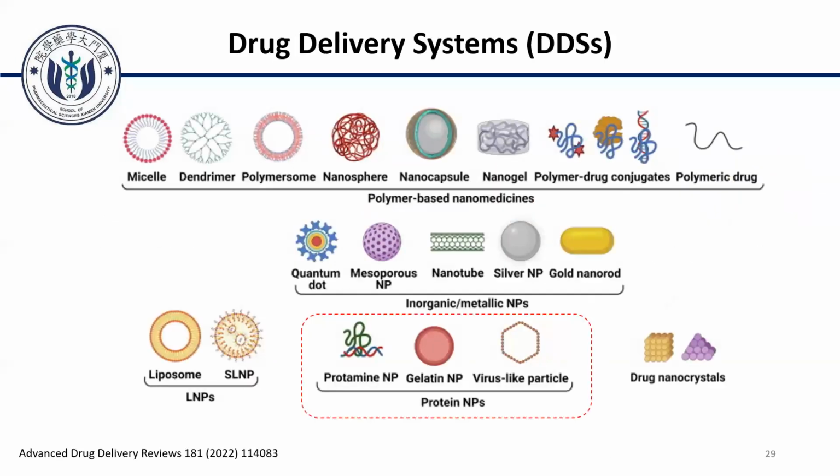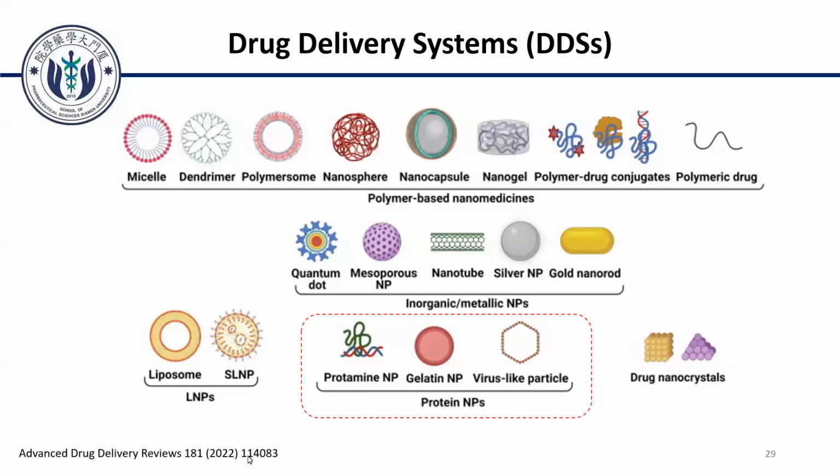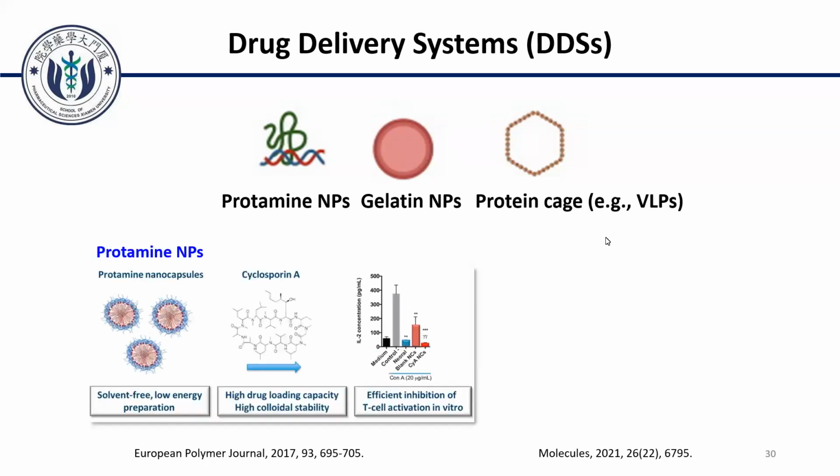So with such a large variety of nano drug candidates, and having an overview of drug delivery systems, now let's come to protein-based drug delivery. As we show here, also presented in this literature, there are mainly 3 types of protein-based nanoparticles: protamine, gelatin, and protein cage, for example, virus-like particles. That is the nanocarrier that we are going to use, and I will mainly focus on this part later.